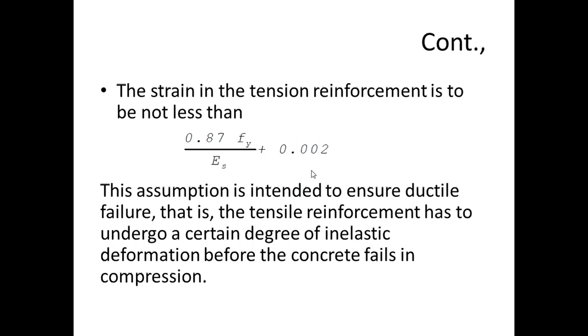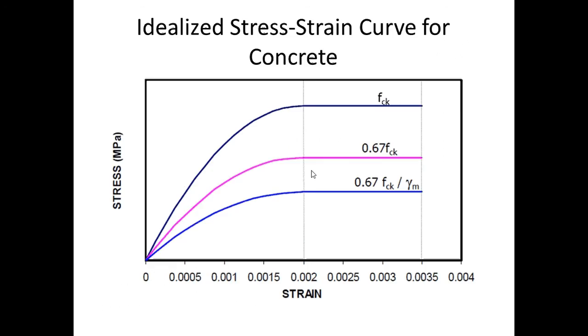This assumption is meant to ensure ductile failure, that is, the tensile reinforcement has to undergo a certain degree of inelastic deformation before the concrete fails in compression. So this is the idealized curve for concrete. What is the idealized curve for concrete here?